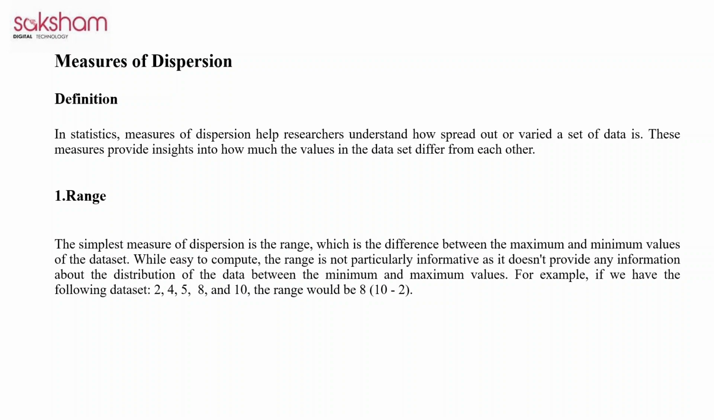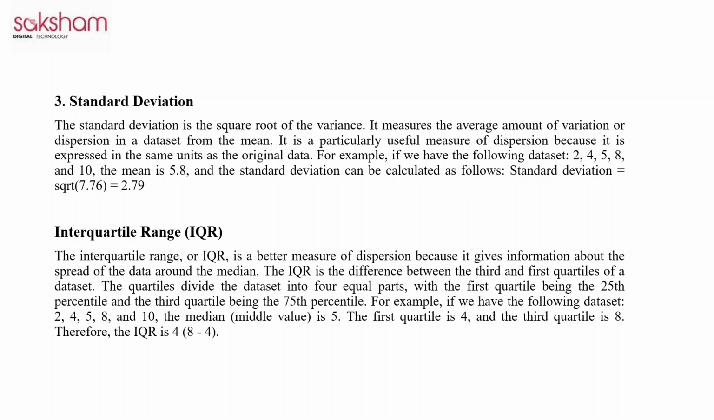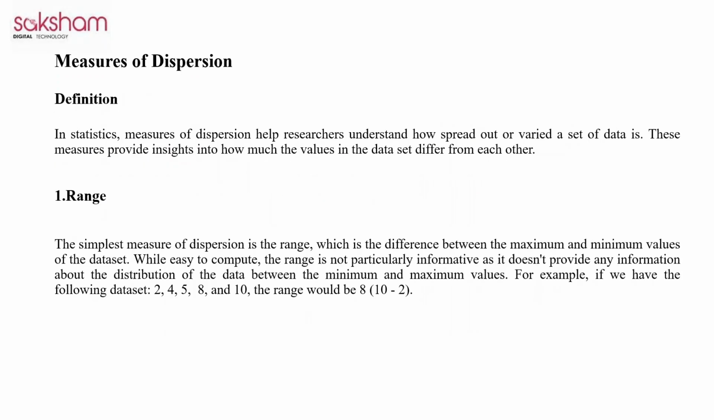So in this we have some points like range, variance, standard deviation, and interquartile range. First we are starting with range. So what is the range? The simplest measure of dispersion is the range, which is the difference between the maximum and minimum value.